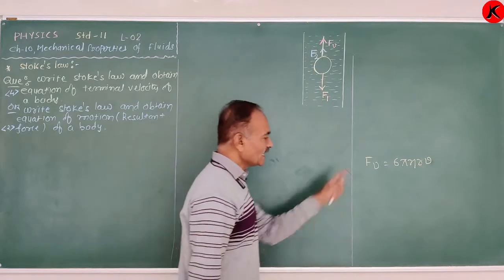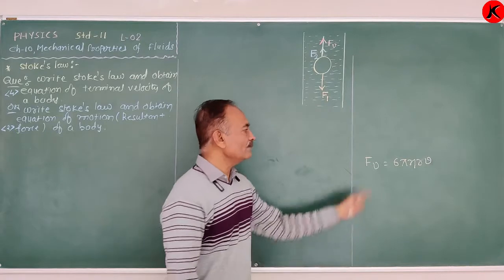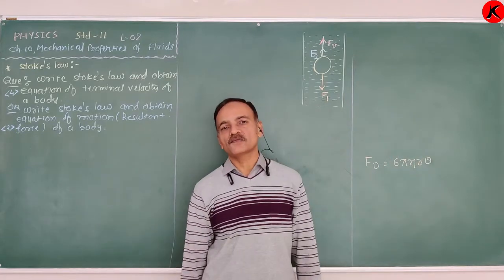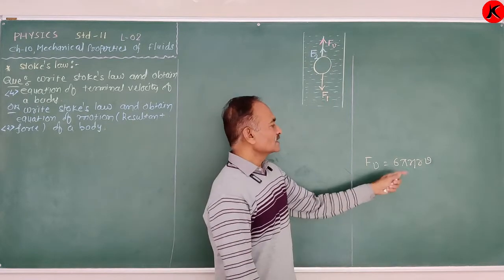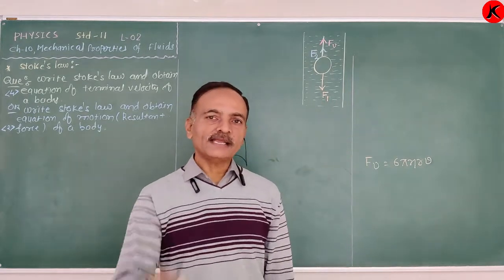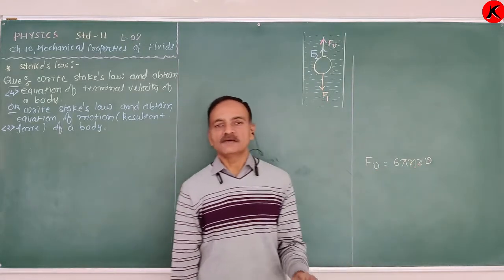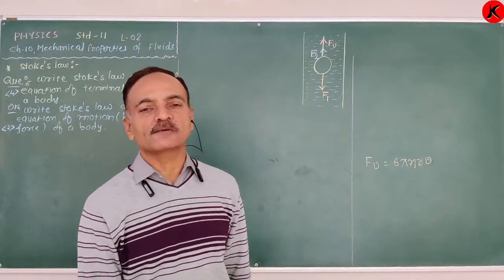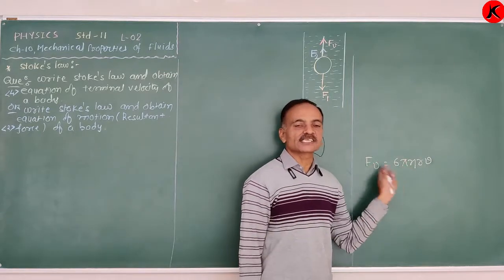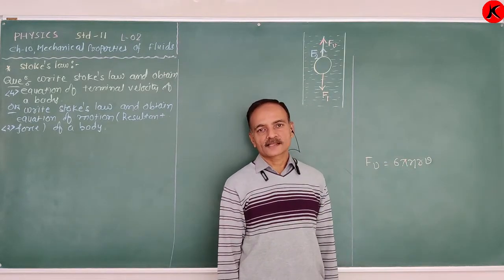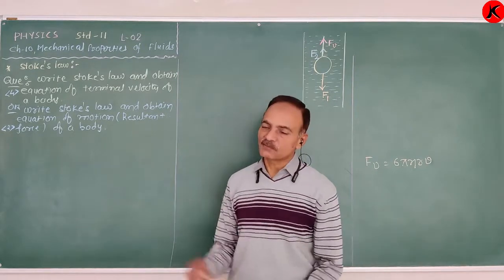It means the resistive force, that is the viscous force acting on a body, is directly proportional to the velocity of this body. Right? So this statement is known as Stokes law. Again, when a small spherical solid body moves in a viscous medium of coefficient of viscosity eta, the viscous force acting on the body is 6 pi eta rv. This statement is known as Stokes law. So this question is most important.